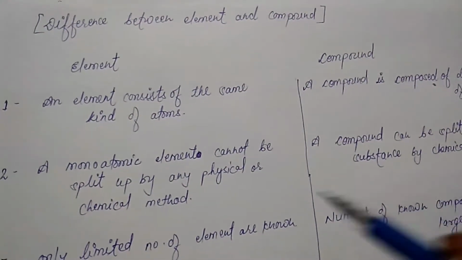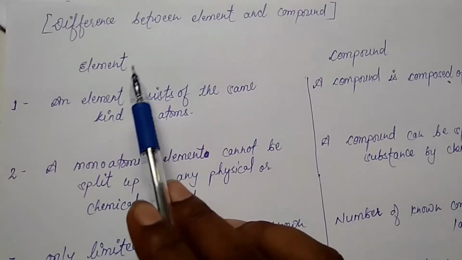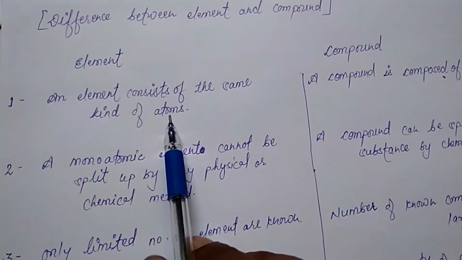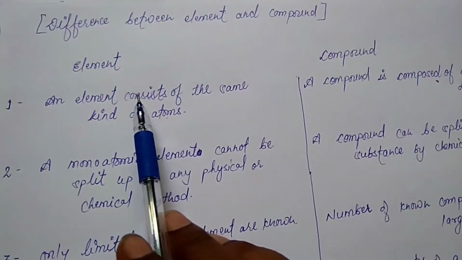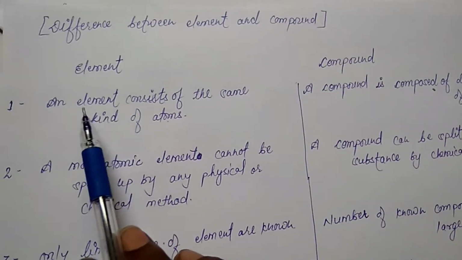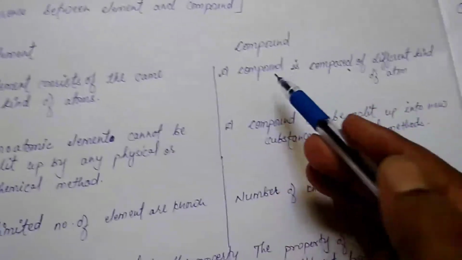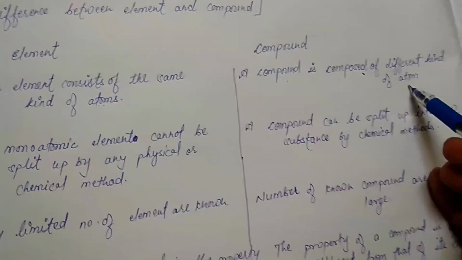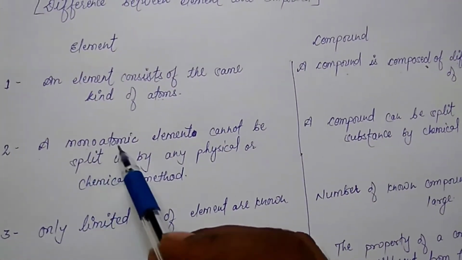Okay. Now children, I had explained that an element consists of the same kind of atoms, the smallest particles of a substance that cannot be split into two or more simpler substances. Yes or not? So an element consists of the same kind of atoms, but a compound is composed of different kinds of atoms. Clear children?